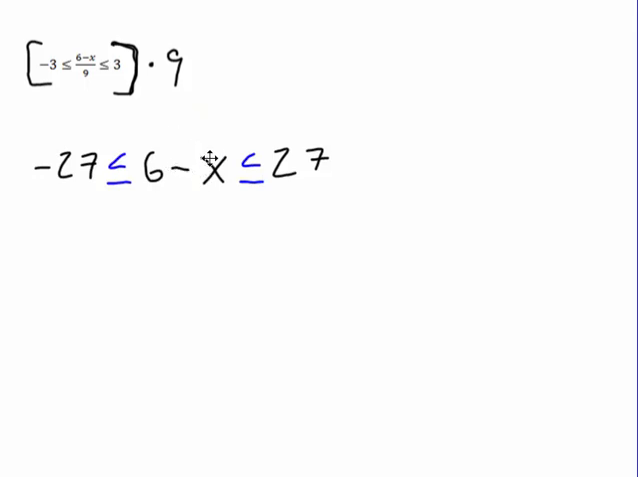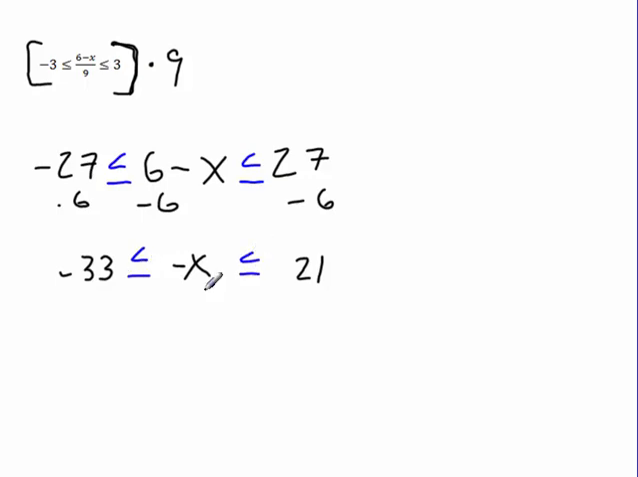Okay, so the next thing I want to do, again, solving for x. The idea is to get x by itself. So solving for x, I need to get rid of the 6. So I'm going to subtract 6 from all 3, from everybody. I'm going to take 6 away from everybody. And negative 27 minus 6 is a negative 33. I'm left with negative x in the middle. And positive 27 minus 6, that's a positive 21. And again, I've only subtracted. I did not multiply or divide. I only subtracted, so my inequalities stay the same.